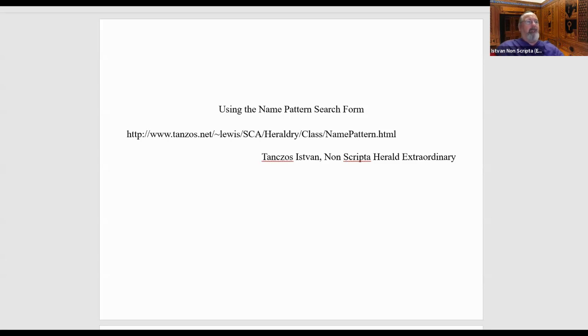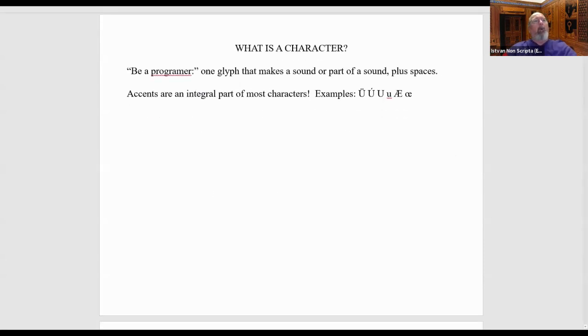So the first thing I want to talk about is what is a character for the purpose of the name pattern search form. We're using the name pattern search form, and it works entirely on characters. So what is a character for purposes of the form?